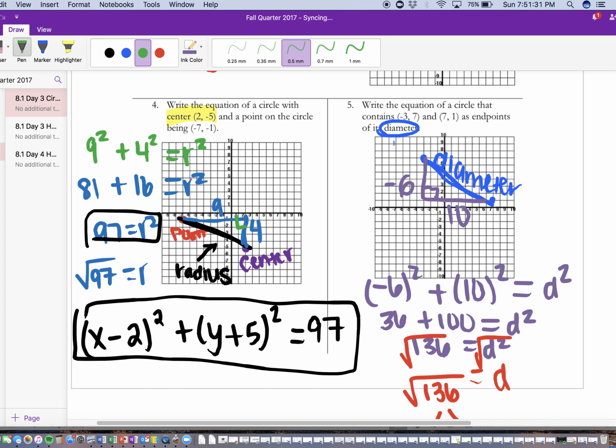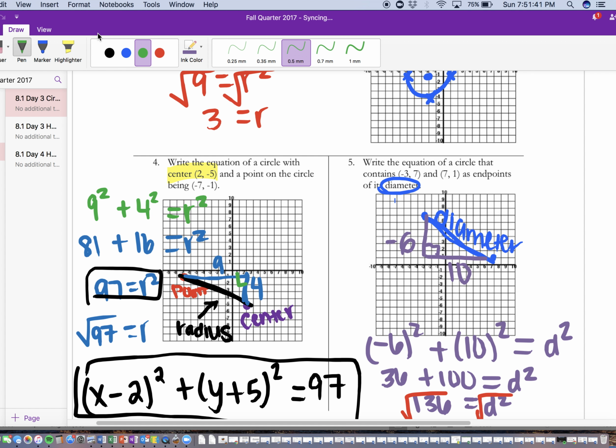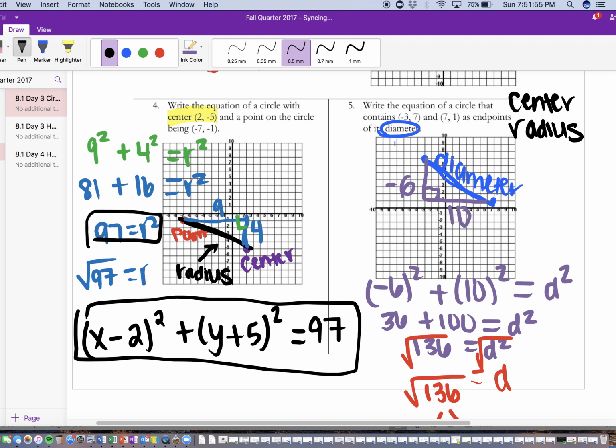Now, we want to find the equation of a circle that contains these 2 points. So the first thing we need to do, well, what do we need to find the equation of a circle? We need to find the center and the radius. So we know the radius is the square root of 34. Now the question becomes, how do I find the center of a circle? Well, if I'm given the diameter, the center of the circle is the midpoint of the diameter.